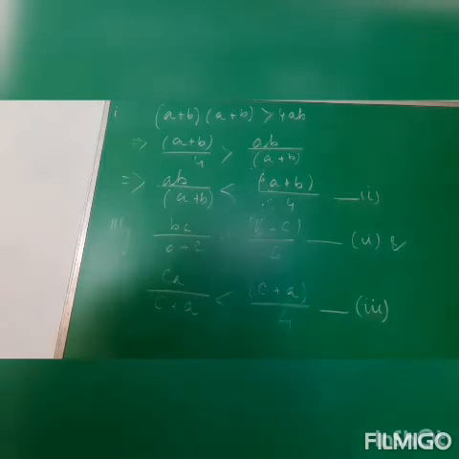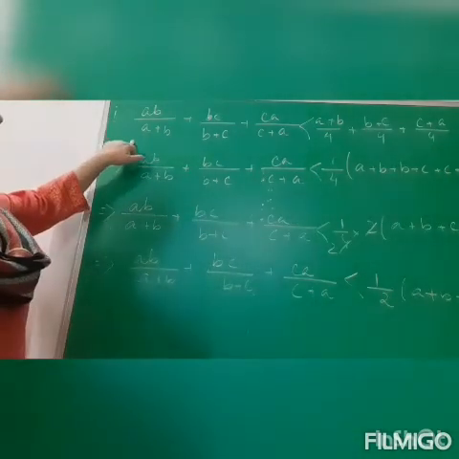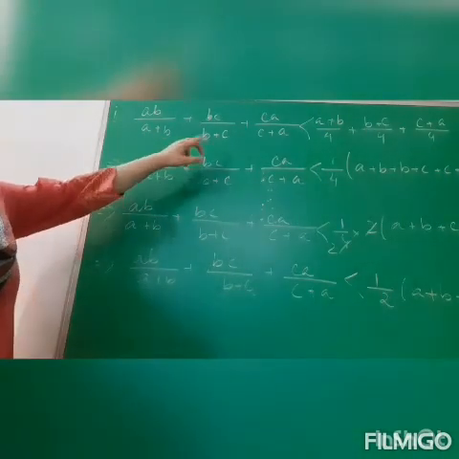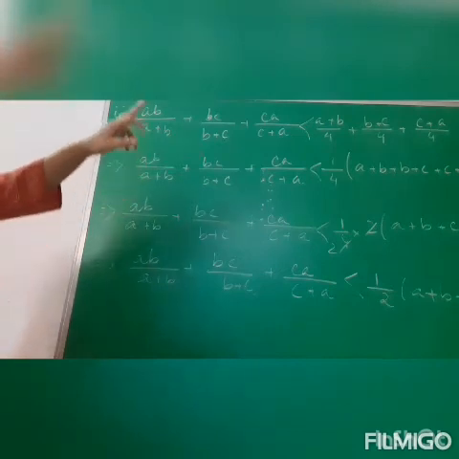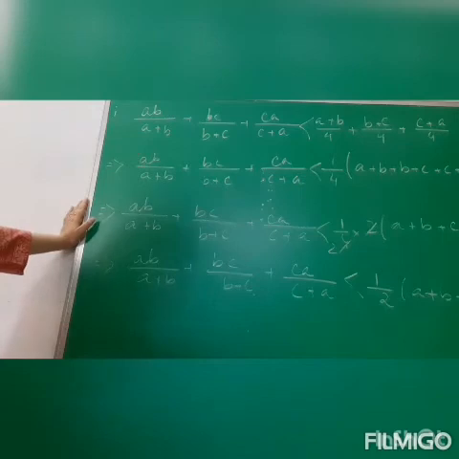Now add these three equations. Now after adding the three equations, we get here AB by (A plus B) plus BC by (B plus C) plus CA by (C plus A) is less than (A plus B) by 4 plus (B plus C) by 4 plus (C plus A) by 4.